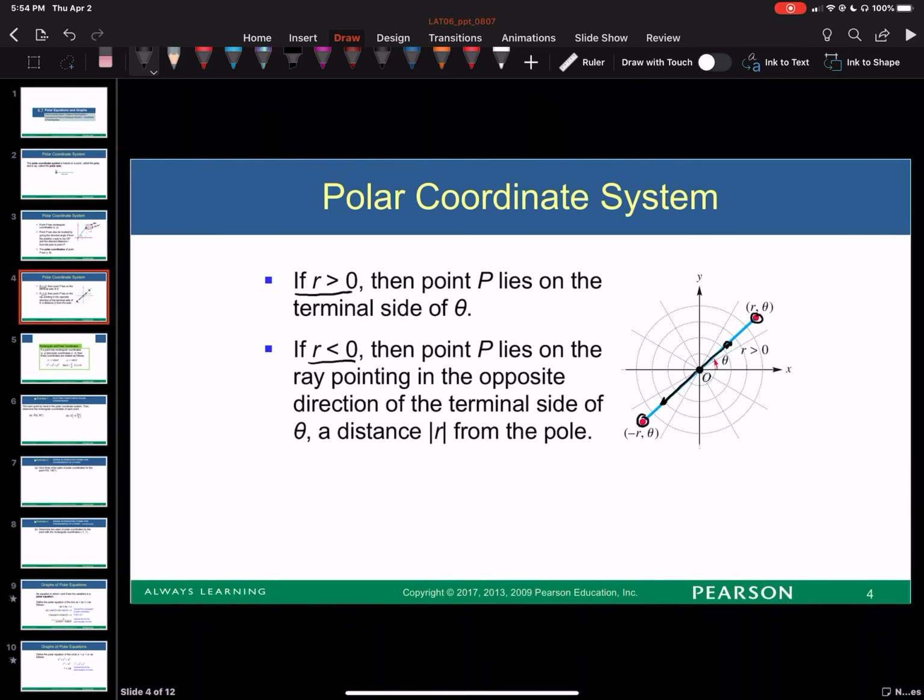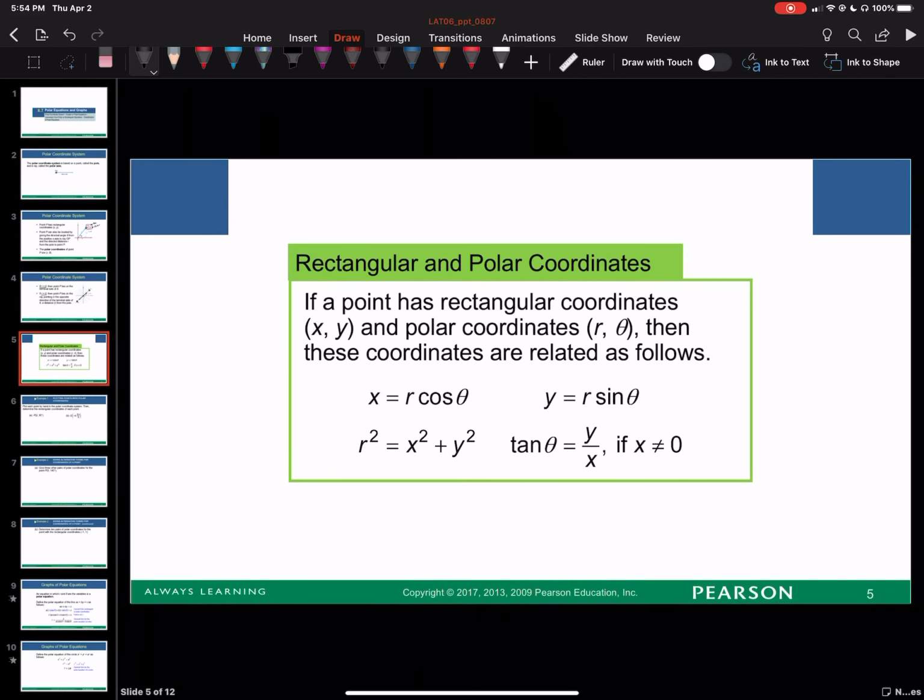So let's look at this. If a point has rectangular coordinates (x, y) and polar coordinates (r, theta), then these coordinates are related as follows. We have x is equal to r times the cosine of theta, y is equal to r times the sine of theta. Then we have r squared is equal to x squared plus y squared. Then we have tangent of theta is equal to y over x, if x is not equal to 0.